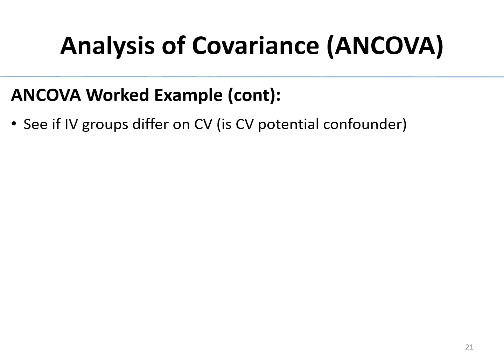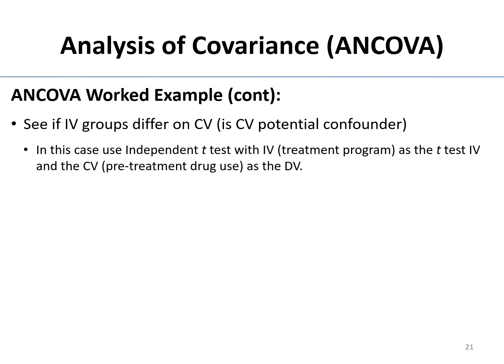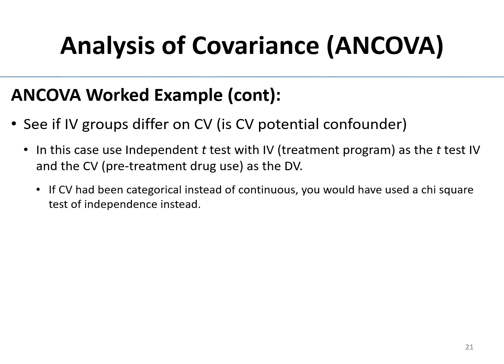So now we want to see if our potential covariate, that is prior drug use or baseline drug use, is not just a covariate, but also a potential confounder of this relationship. So in this case, we're going to use an independent samples t-test with the IV being the drug treatment program and the covariate being the DV, that is their baseline drug use. So we're asking the question here, does mean baseline drug use differ between those who go to county and those who go to private programs? That would tell us that the covariate is related to the independent variable.